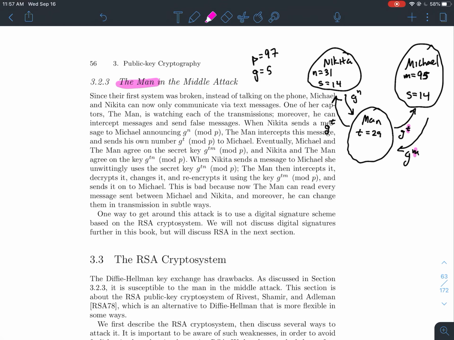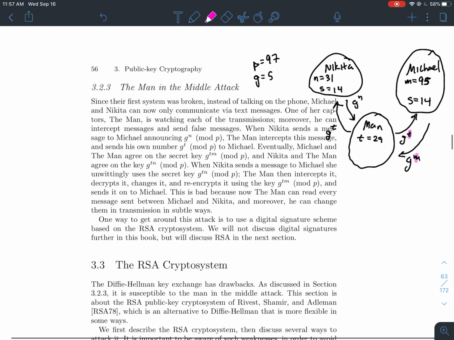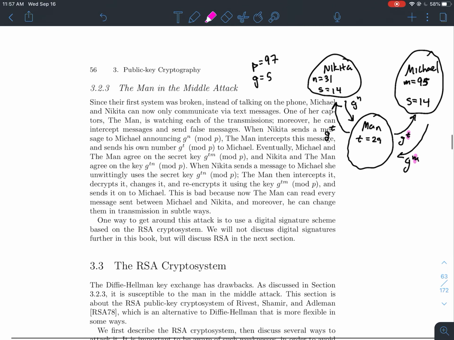That's bad. Man in the middle, not good. It's a big drawback of the Diffie-Hellman key exchange. And there are ways to get around that, like digital signatures, but we won't get into digital signatures in this class. But what we will look at is RSA, which is a little bit stronger.